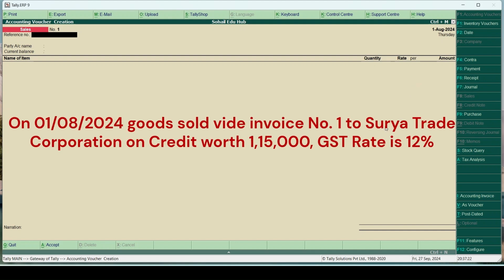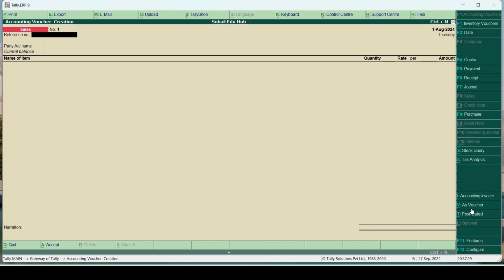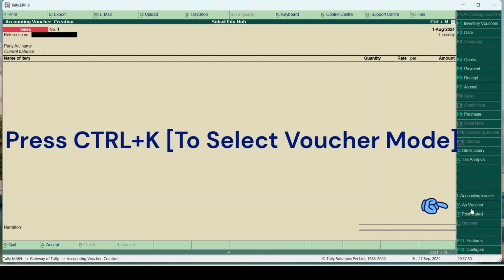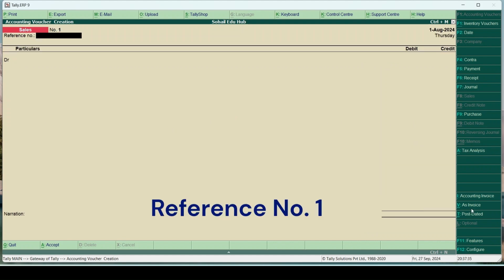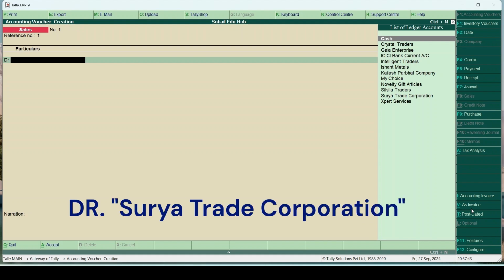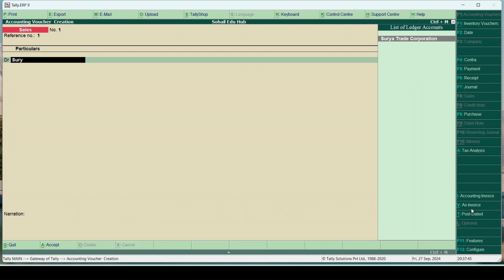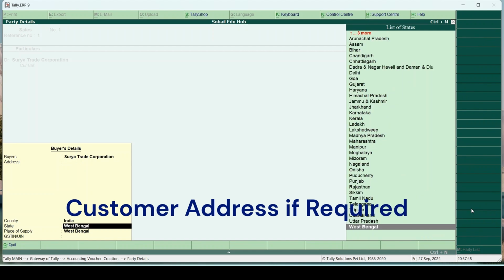On the 1st of August 2024, goods sold vide invoice number 1 to Surya Trade Corporation on credit worth 1,15,000. GST rate is 12%. Press Ctrl+K to select voucher mode. In reference number, write 1. In debit, select customer ledger, which is Surya Trade Corporation. Fill customer address if you wish.